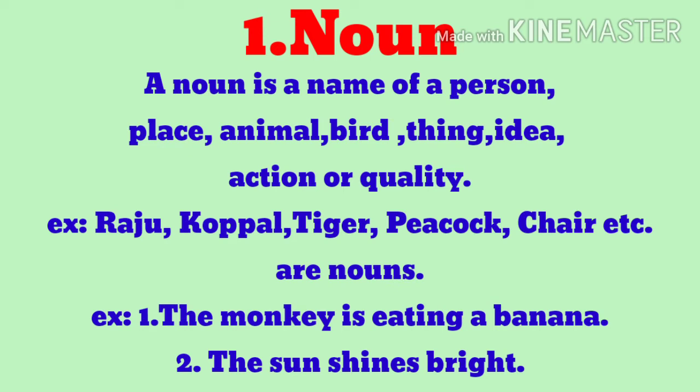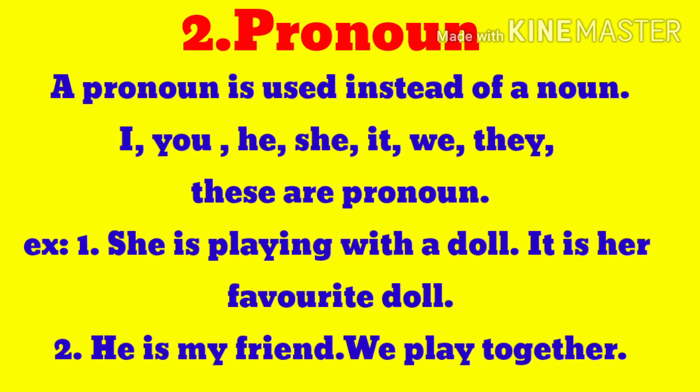Another example, the sun shines bright. So in this sentence, sun is an object. So it is a noun. So now let us know part 2, pronoun.